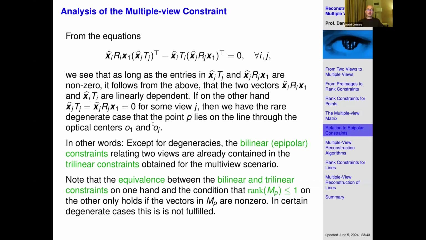But except for that very rare degeneracy, the bilinear constraints relating the 2 views are already contained in the trilinear constraints. Why is that? Well, because the fact that these 2 vectors here, xi hat ri x1 and xi hat ti, the fact that these are linearly dependent, we saw that earlier, it actually is equivalent to the epipolar constraint. It is equivalent to saying that these 3 vectors, the translation vector, xj and rj x1, that these 3 vectors, they form a plane. And that was nothing but the epipolar constraint.